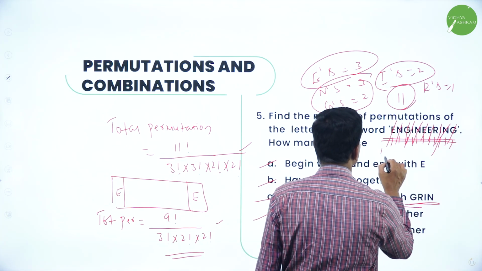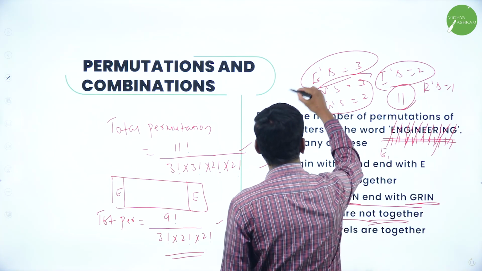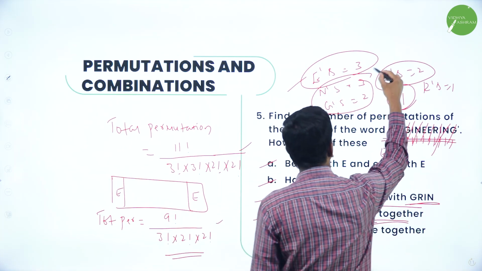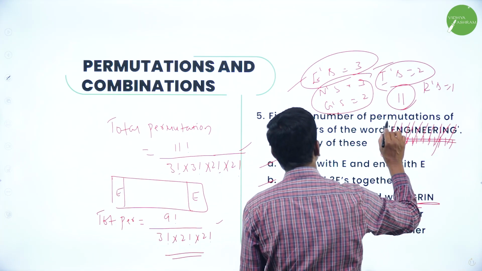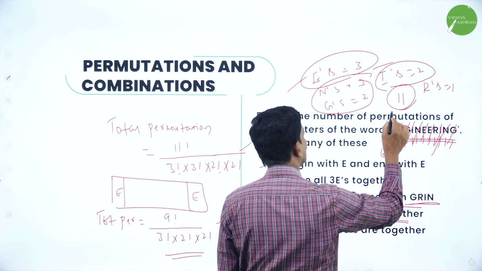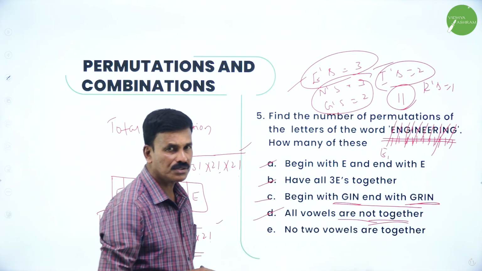Now just find out here how many vowels are there. Vowels: E, 3 E's are there. E, I. That's it. A is not there. O is not there. U is also not there. A, E, I, O, U, right?